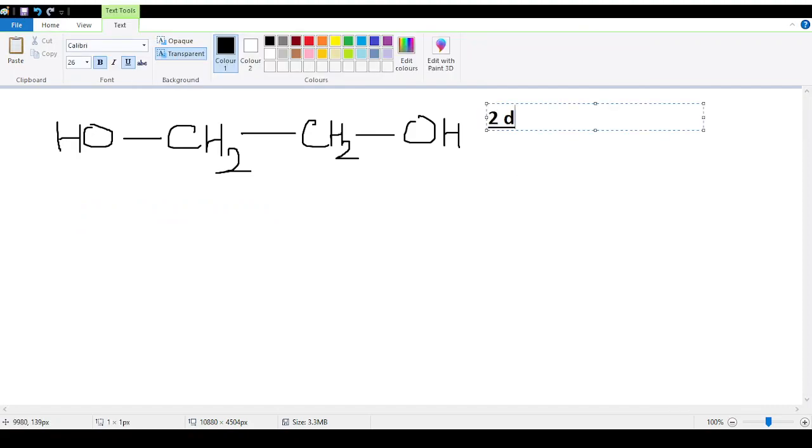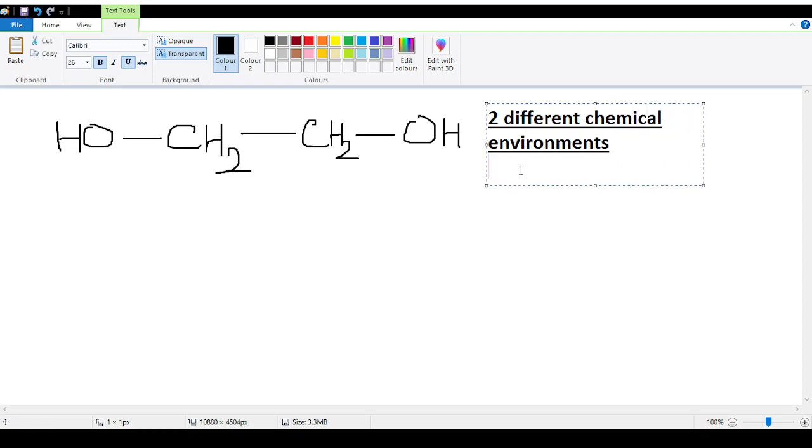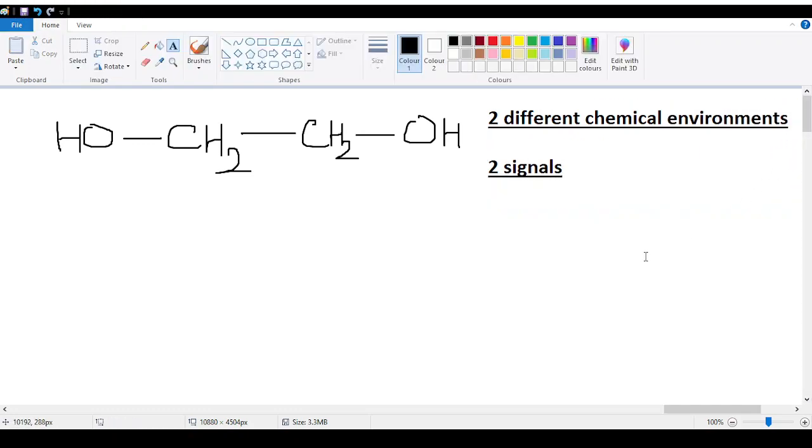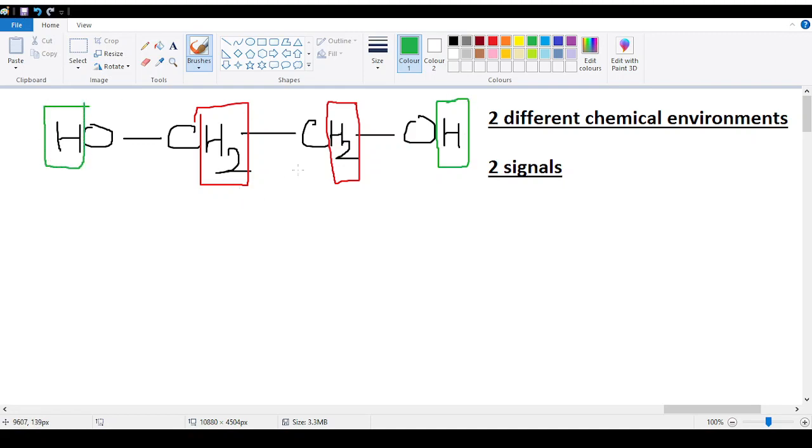So we are getting two different chemical environments. So we will get two signals. Okay. So these two hydrogens and these two hydrogens will have the same signal, and the hydrogen in this OH and the hydrogen in this OH will have the same signal.